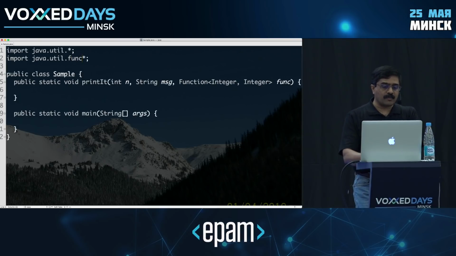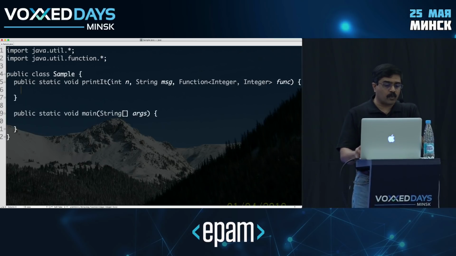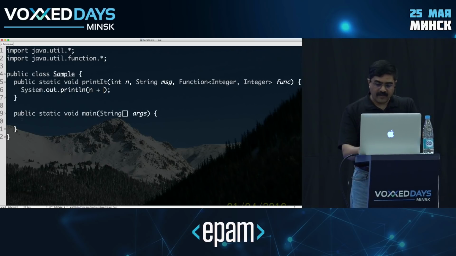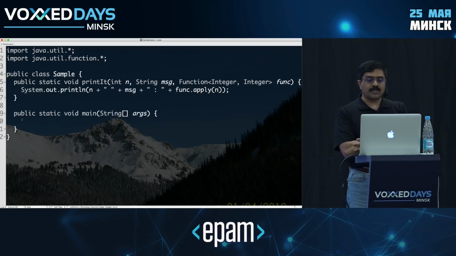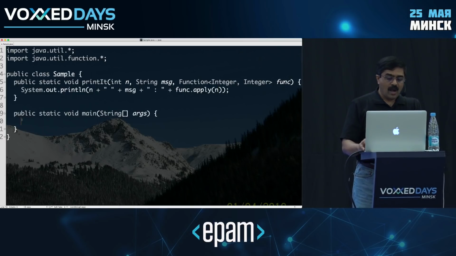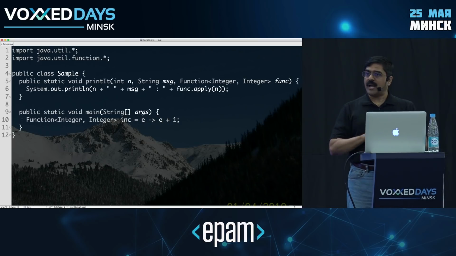And within this, of course, I'm going to bring in Function star. Now what I want to do is I want to simply print out right here, and I'm going to say n plus, and of course we'll say 5, and then we'll print the message, if you will, and then we will say a colon after this, and then we will print right here func.apply, and we'll pass the number to it. So I want to use this function to get some work done. So what am I going to do now? I'm going to say here Function to begin with, and this Function, let's say Integer, Integer, we'll call it inc is equal to, given an element, return element plus 1.